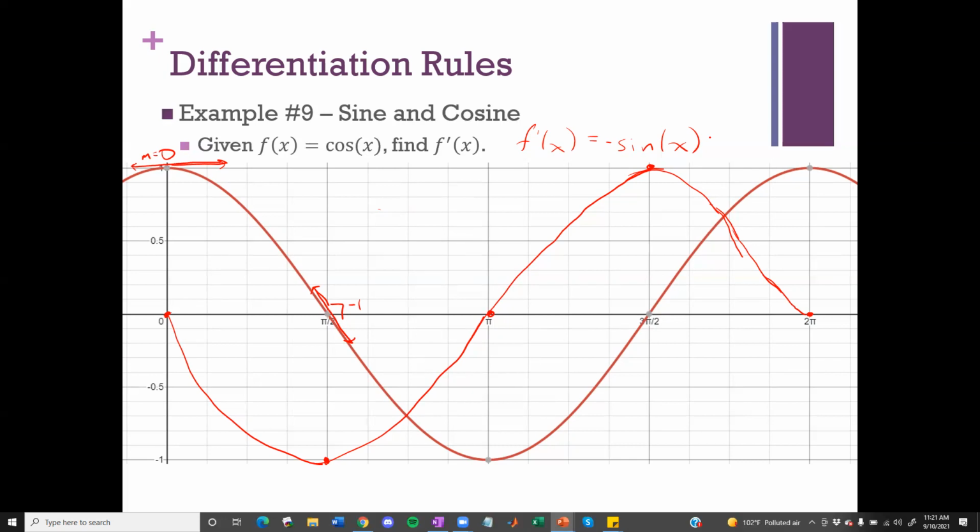Cosecant looks quite a bit different. I don't want to muddy the waters too much by graphing it, but the big difference for cosecant and secant is that they are not continuous everywhere. They have discontinuities every so often.